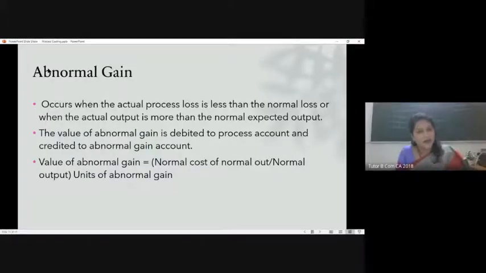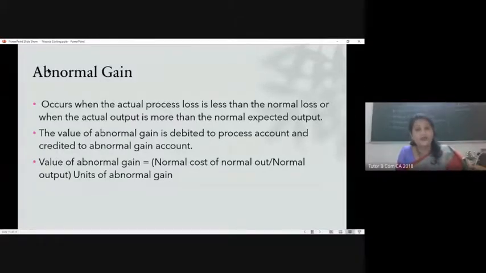Now, the second one is how do we go for treating this abnormal gain? The answer is that the gain is debited to the respective process account, whichever process it is associated with. For example, if it is associated with the first process, it will be debited to process 1 account and credited to abnormal gain account. That's the kind of accounting treatment we will have when we are treating abnormal gain.